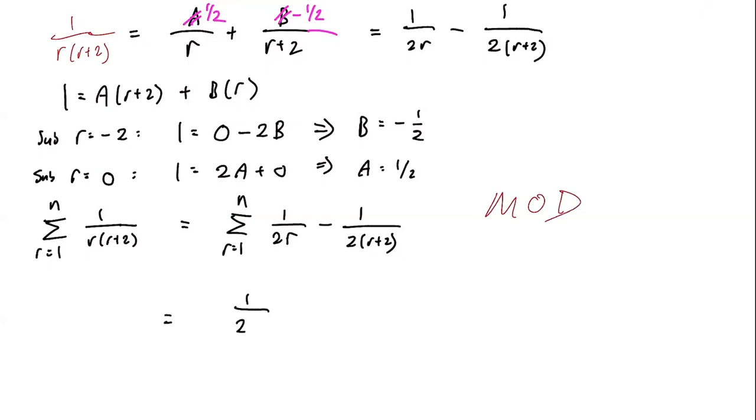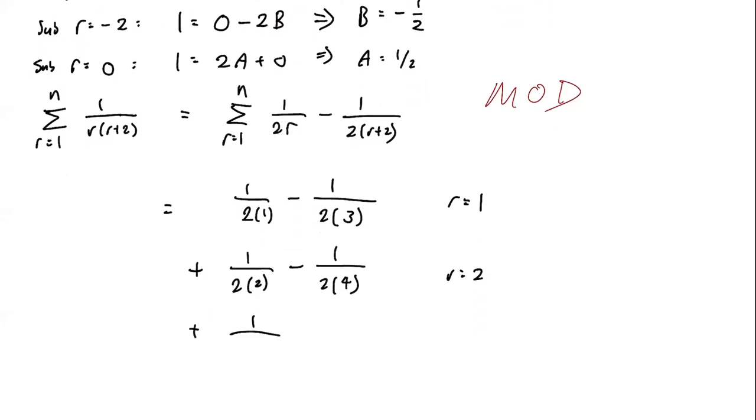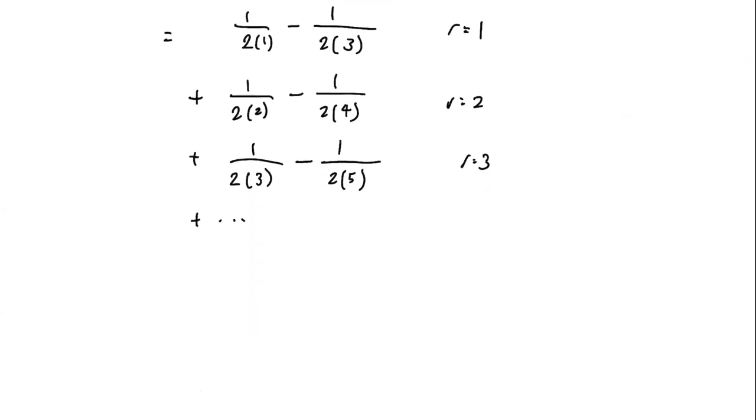So 1 over 2 times 1 is just 2, minus 1 over 2 times 1 plus 2 is just 3. It's r equals 1. And now r equals 2, add on 1 over 2 times 2, minus 1 over 2 times 4. Next, when r equals 3, we get 1 over 2 times 3 here, minus 1 over 2 times 3 plus 2 is 5. Add on dot dot dot.